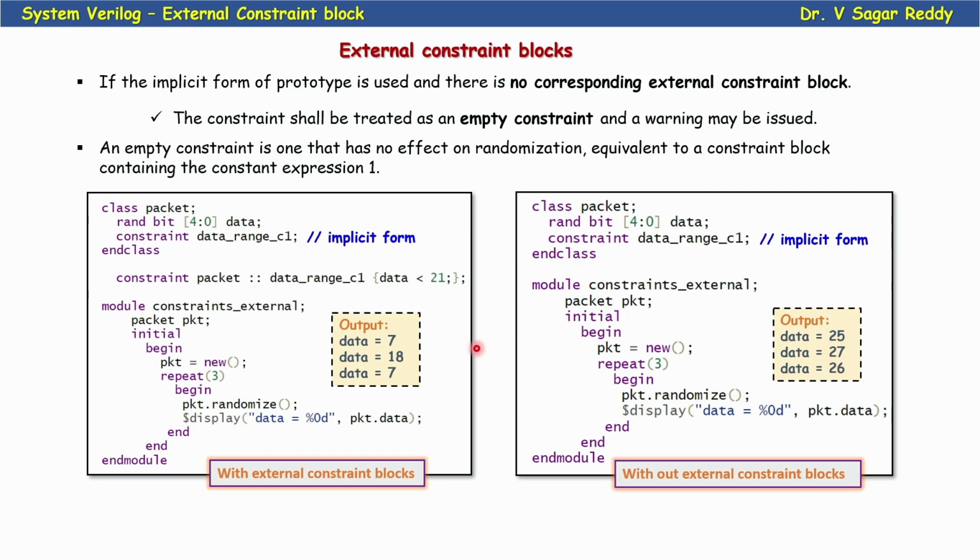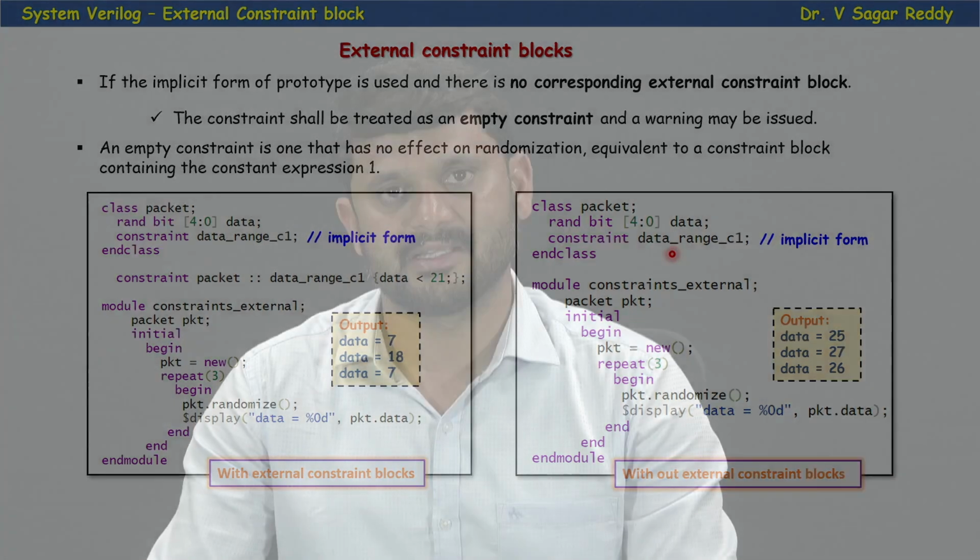So from this example, we understand that if it is implicit form, there is no need to define a corresponding external block outside the class. It won't give an error. It gives just one warning, and that constraint may be treated as an empty constraint.